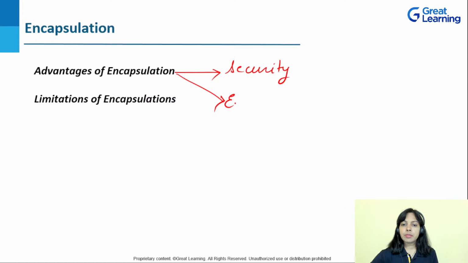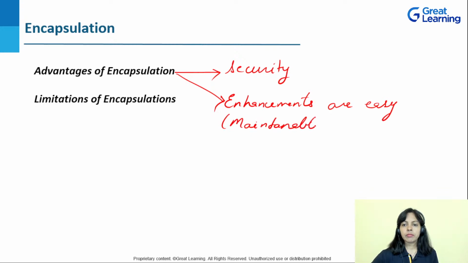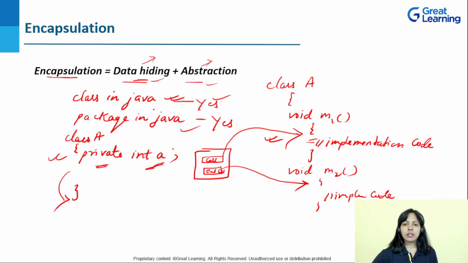Second, enhancements are easy, or you can say maintainability is good. See how we achieve easy enhancement and maintainability by abstraction. Suppose after 5 years you decide to change the logic of this particular method. It's already live, it's already being used by the users. What will you do? You just have to change the implementation code at the backend. You need not change the GUI, the front end. That is going to be exactly the same.